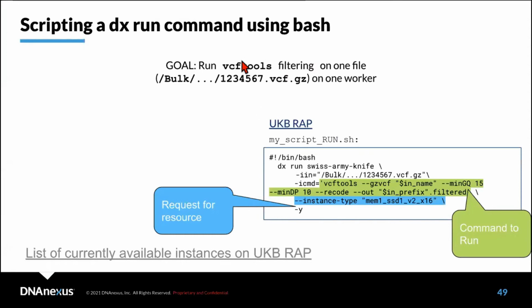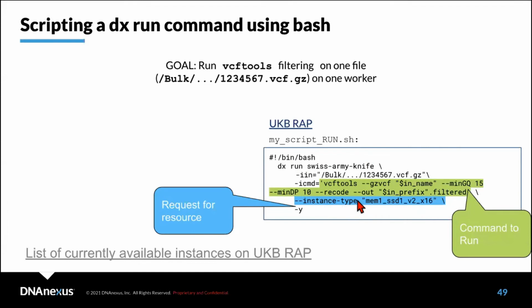So we're again filtering using dxFUSE. And here's a little bit different. What we are doing is we're creating my_script_run.sh, and inside we're putting our command. So far, this part seems the same. We have a command to run, but what we added here is an instance request for resources.